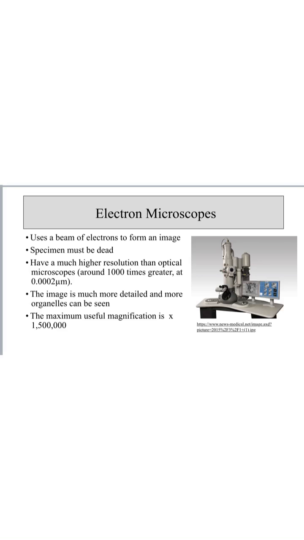Now, it's around 1,000 times greater, and you can view objects up to 0.0002 micrometers across. You can view very, very small organelles. That allows you to see much more detail and many more organelles using this type of microscope. Now, the useful maximum magnification of an electron microscope is about 1.5 million times magnification, so 1.5 million times what you can see with the naked eye.